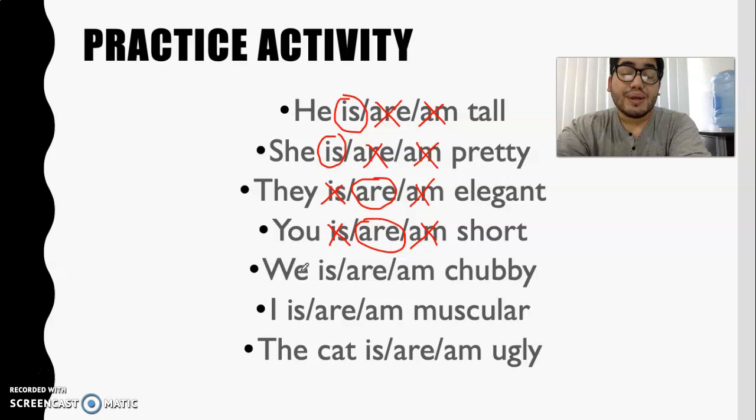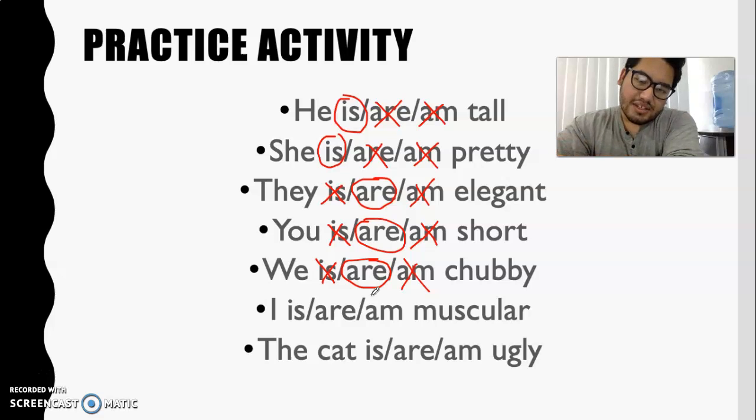Let's see the next one. With we. What do we use with we? We is chubby, we are chubby, or we am chubby? Can you tell? I'm going to give you a hint. It's not am. We only use am with I. So is it we is chubby or we are chubby? Yes, we are chubby. Very good.